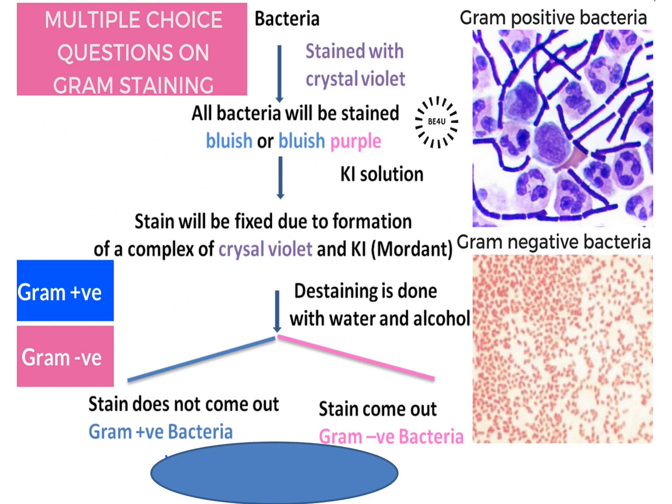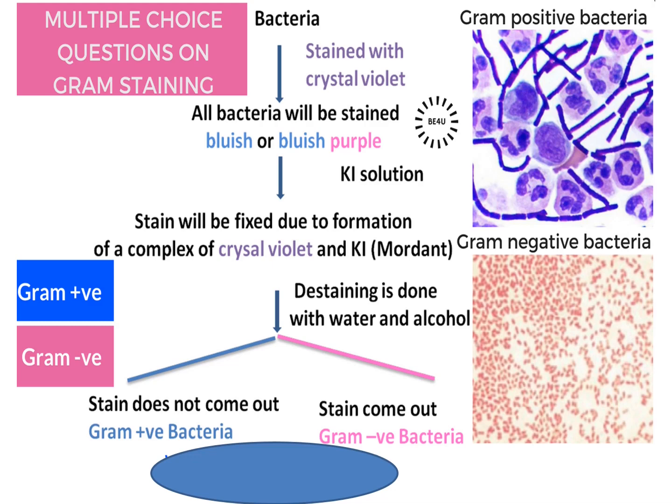This is a diagrammatic representation of the process. First of all, bacteria are stained with crystal violet. It is the primary stain of gram staining. Then all bacteria will be stained bluish or bluish purple in color. Then potassium iodide solution, which is a mordant, is applied and the stain will be fixed due to the formation of a complex of crystal violet and potassium iodide solution. Then destaining is done with water and alcohol.